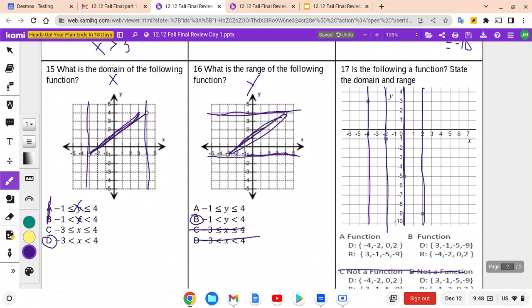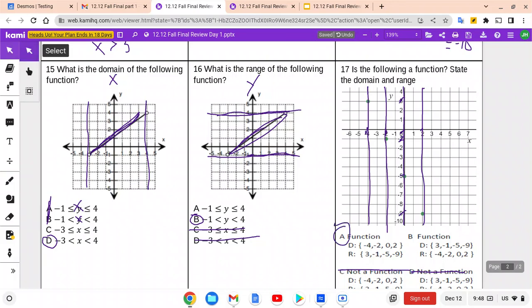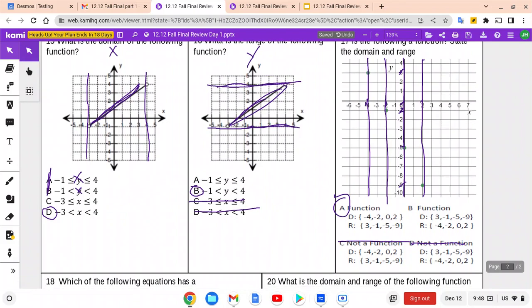So the domain is the x, so it's negative 2, negative 4, negative 2, 0, 2, and the range is 3, negative 1, negative 5, negative 9. So it's A. Remember, a domain is x, range is y.